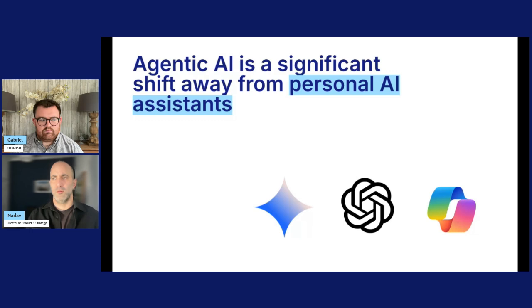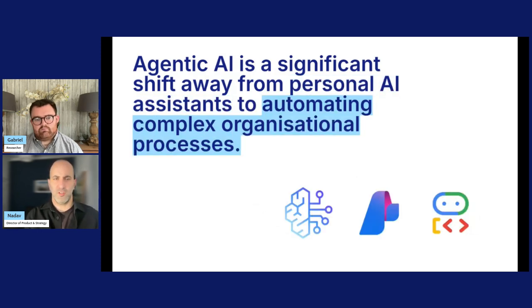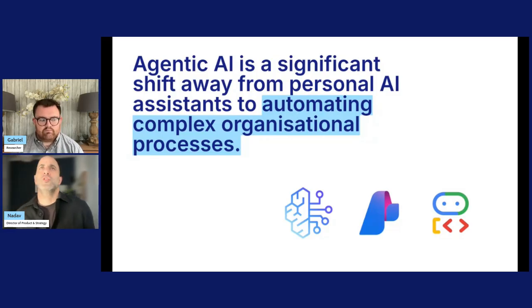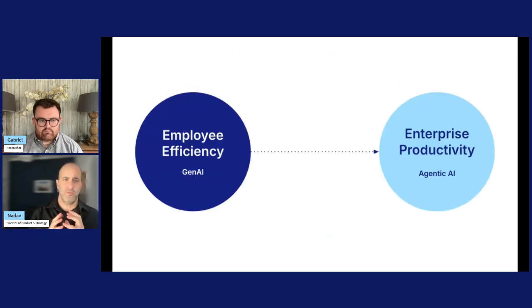Now, when we think about agents, we move from that space of personal productivity into asking how we can automate complex organizational processes. So that's an entirely different set of tools and models that really helps us think not just about the individual sitting at the desk, but how the organization operates as a whole, right? And so we're moving here from the relatively narrow space of employee efficiency into the much larger space of enterprise productivity.